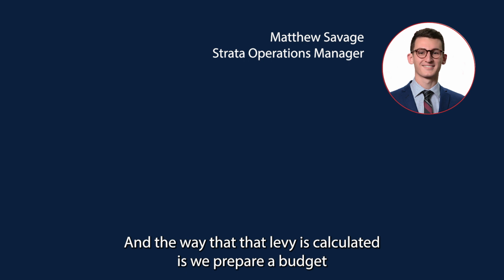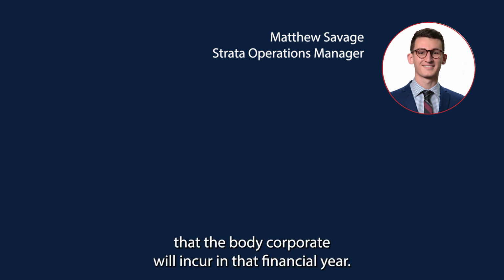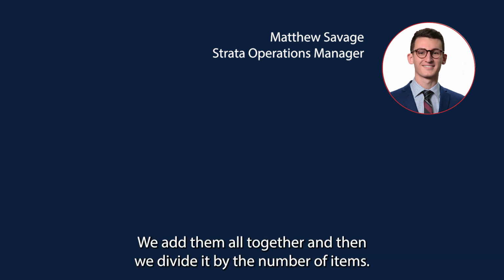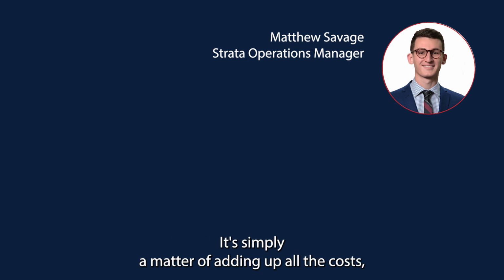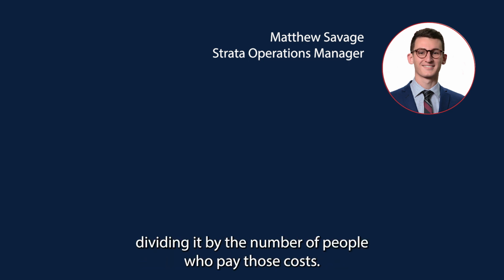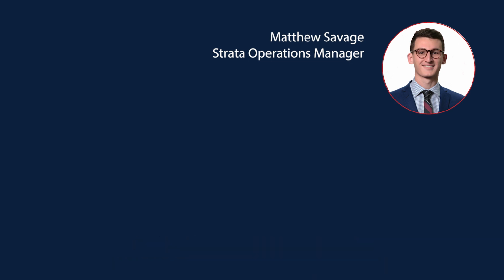The way that levy is calculated is we prepare a budget with the committee each year, and we just look at all of the costs that the body corporate will incur in that financial year. We add them all together, and then we divide it by the number of owners. So there's really no black magic in the administrative fund. It's simply a matter of adding up all of the costs, dividing it by the number of people who pay those costs, and that works out at the rate which owners pay to keep the building operating.